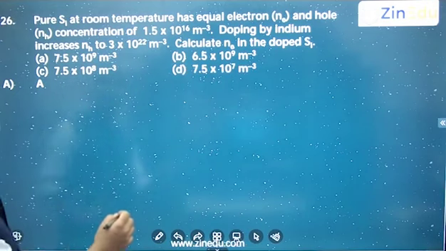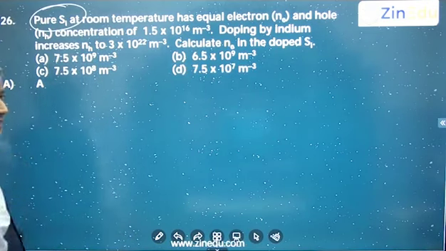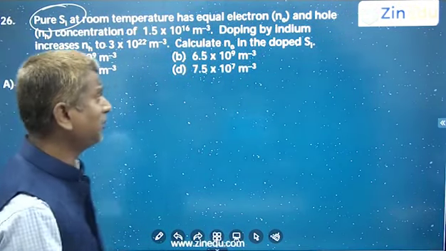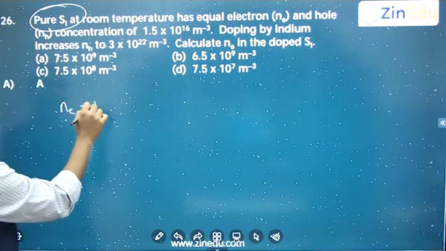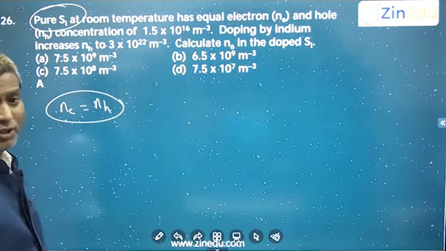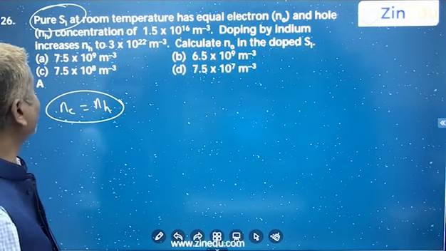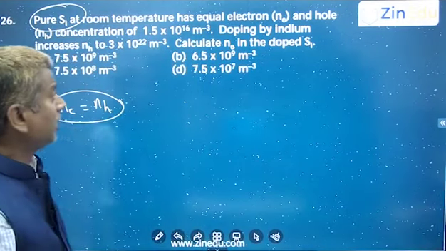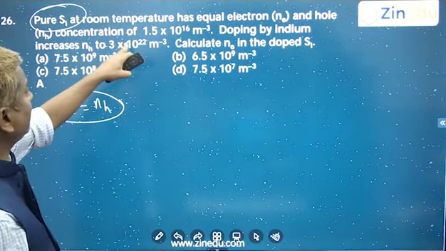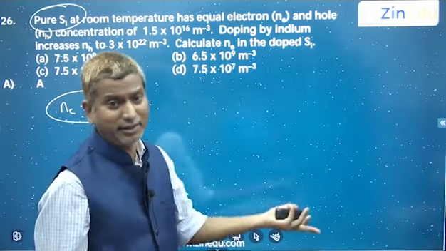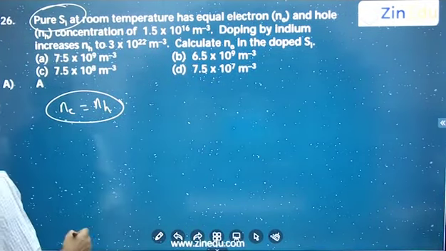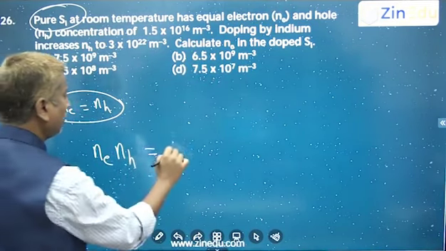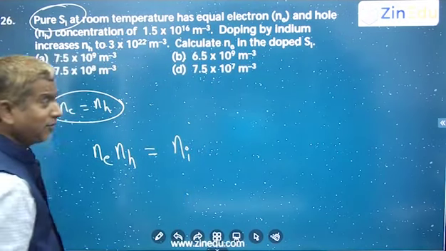Actually, initially this pure silicon is an intrinsic semiconductor. Intrinsic semiconductor means you know that Ne equals NH, electron concentration and hole concentration are both the same. But if you dope it with indium, then hole concentration is increasing, so electron concentration may decrease. So there is one important formula: after doping, electron concentration into hole concentration is equal to the intrinsic concentration whole square.